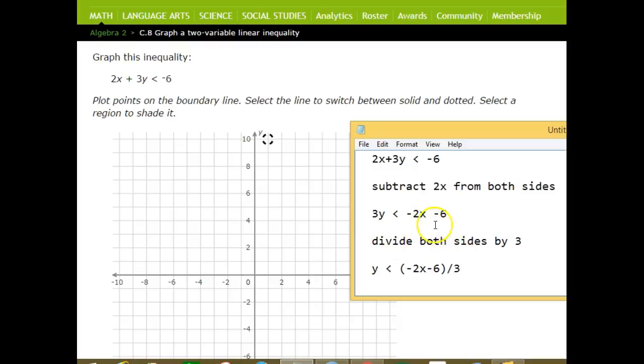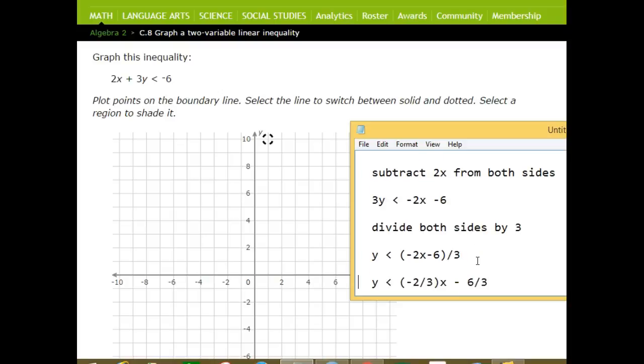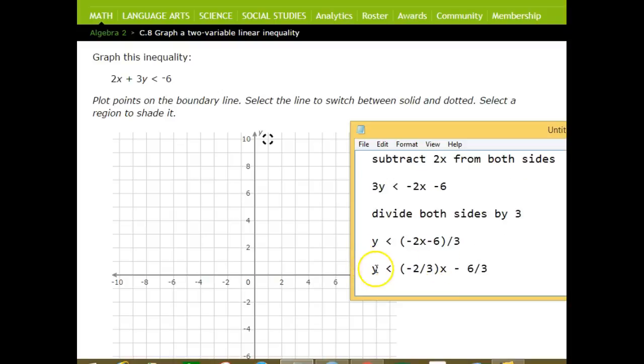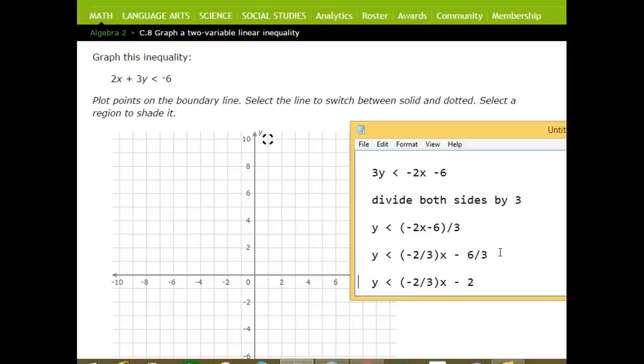Then I'm going to divide both sides by 3 in a continuing effort to get y by itself on the left side. So y is less than, and then this whole expression here divided by 3. Then I'm going to distribute the divided by 3. I'm going to get y is less than negative 2/3 x minus 6/3. Now I'm going to simplify this 6/3 because 6/3 is the same as 2. And finally, I get this equation here. y is less than negative 2/3 x minus 2.